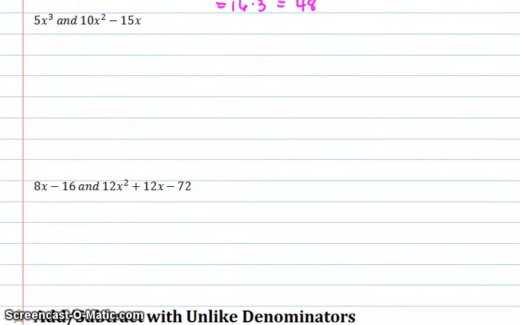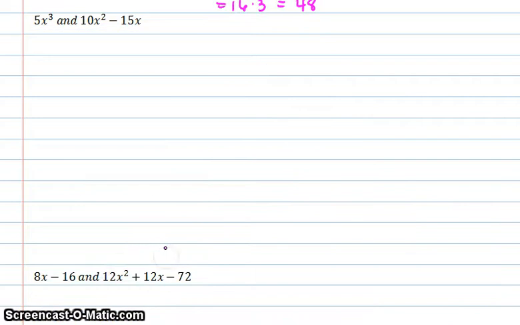Okay, so it might get a little more complicated when we have polynomials instead of just numbers. So I'm going to actually insert some space, because I think we'll need some more space for this problem. So if we have 5x cubed and 10x squared minus 15x, I want to factor both completely, and I want to write each of them as the product of their factors.